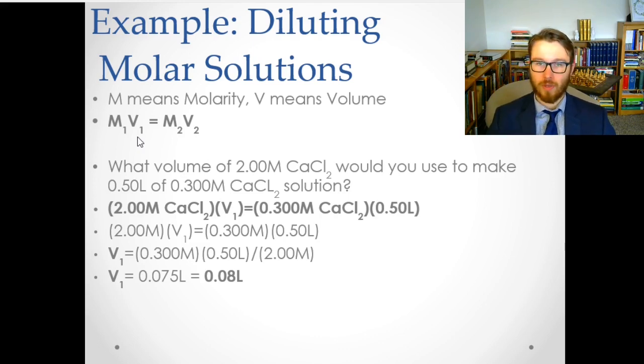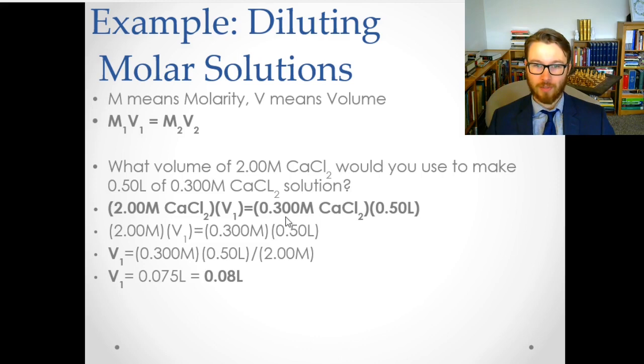You'll need to remember this equation for the rest of your life, or at least through your freshman year of college when you have to take general chemistry. So M1V1 equals M2V2. What volume of 2 molar calcium chloride would you use to make 0.5 liters of 0.3 molar calcium chloride? Well, very simply, M1 is 2 molar. What volume means V1 is our variable. 0.3 molar is M2. 0.5 liters is V2.